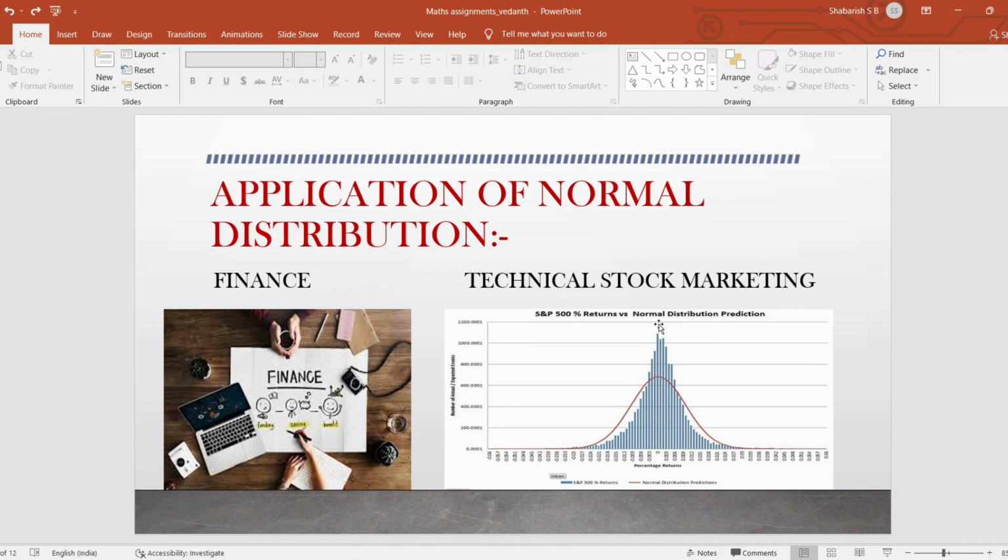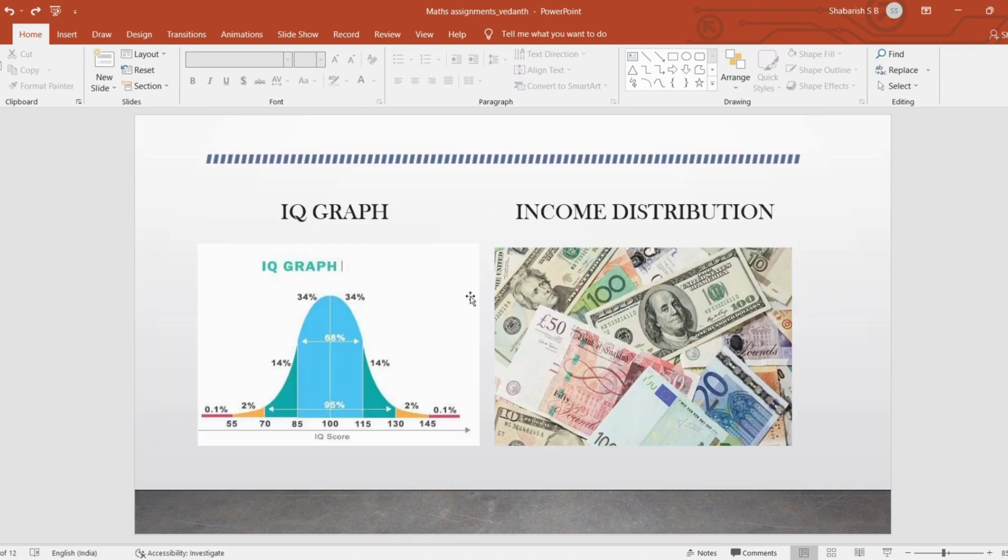Moving on to the next application, the IQ graph. What is the IQ graph? IQ stands for intelligence quotient. A test is conducted to measure the intelligence quotient. The intelligence of the majority of the population is considered the mean. Anything below the mean is considered lower IQ and anything above the mean is considered higher IQ. We can see that on the x-axis we take IQ and the y-axis measures frequency. So this graph demonstrates the IQ curve, where we use normal distribution.